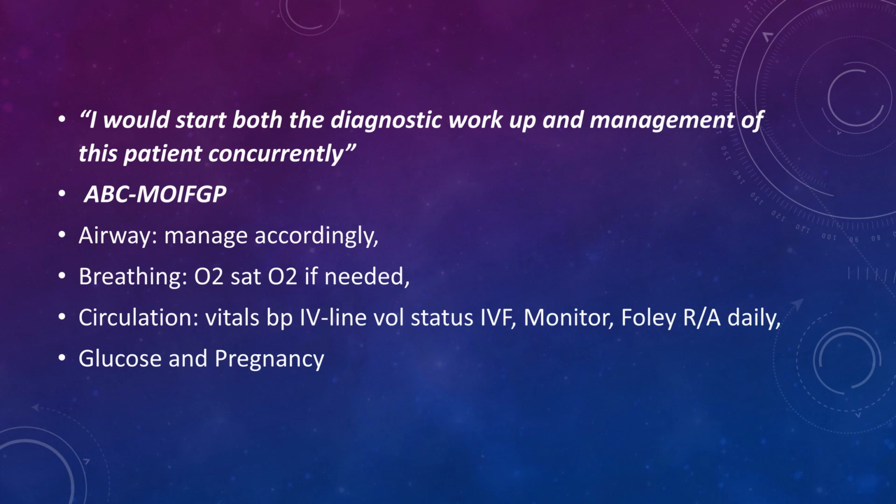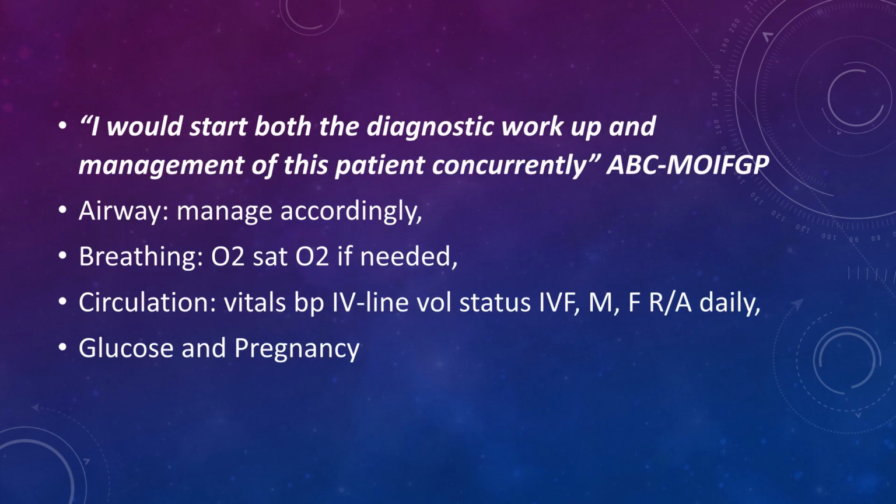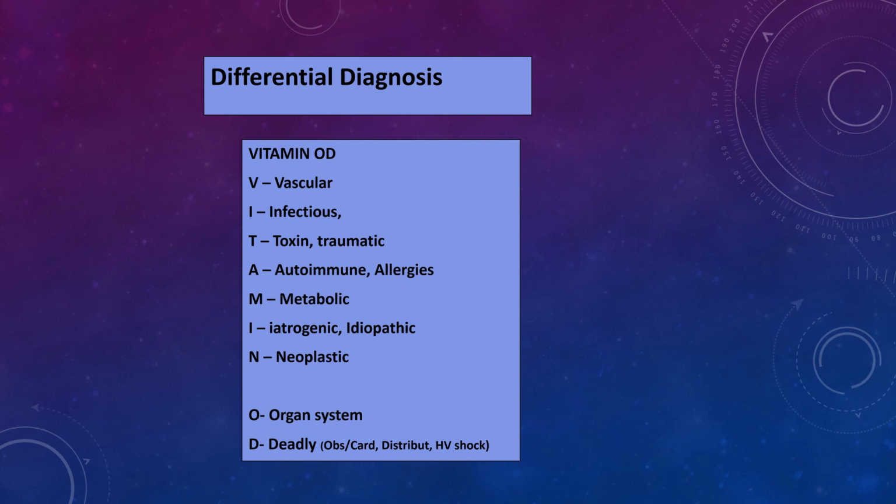Also, I would check the patient's glucose via a CBG and do a pregnancy test since she's of reproductive age. My differential diagnosis initially would be very broad. I would think about vascular causes like clots, thrombosis, hypertension. I would think about infectious causes, bacterial, viral, or fungal.